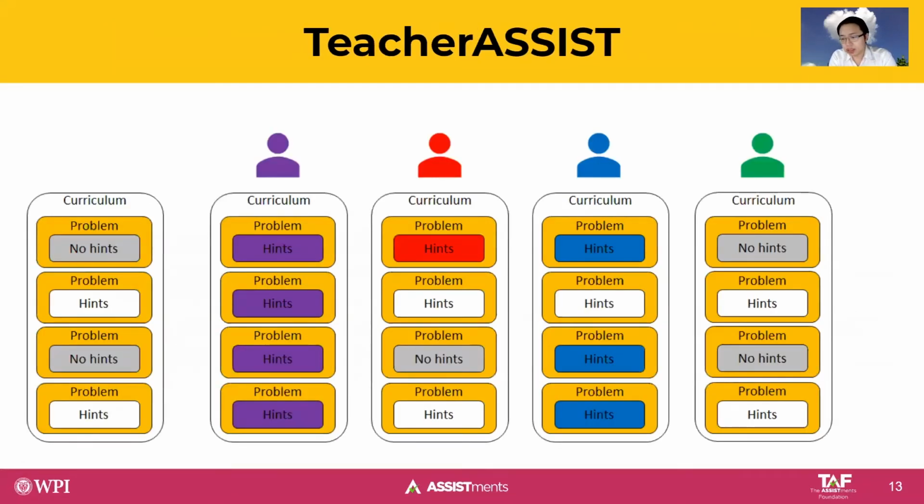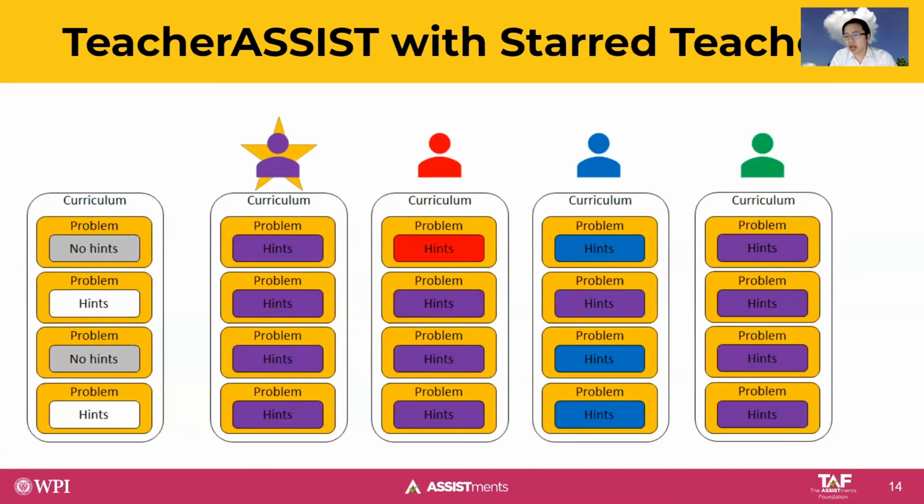Simply put, let's say we have four teachers and they created hint messages for some of the problems, and for the purple teacher, all the problems. With star teachers, their hints will be distributed to students in other teachers' classes, but will not override the teacher's own content.